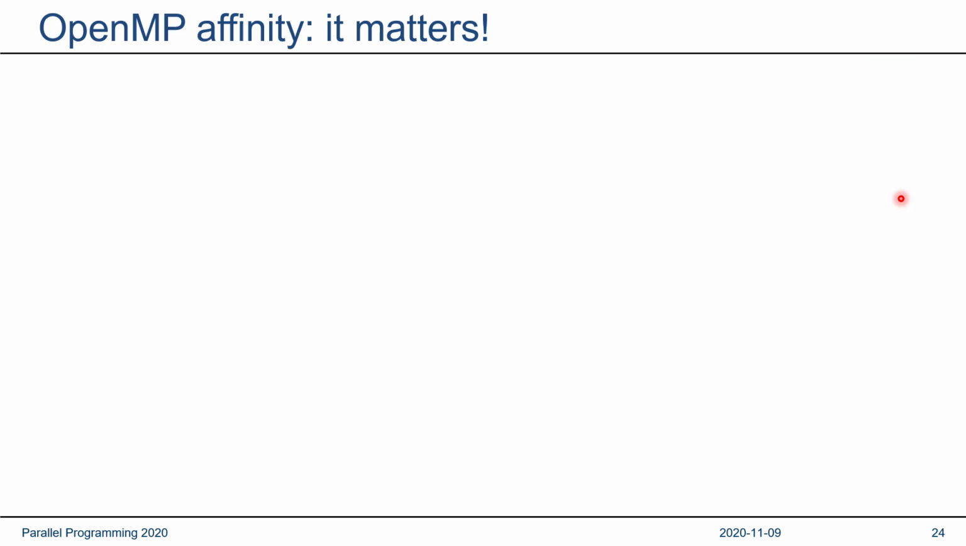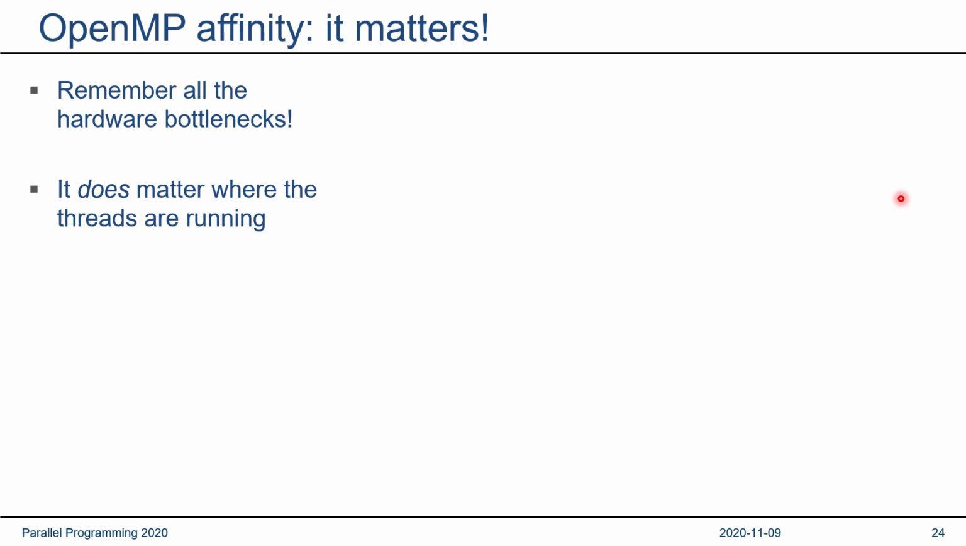Now, what's Affinity? There's one thing you should take home from this part of the lecture: OpenMP Affinity matters. It's really important. Please keep that in mind. Remember when we gave you an introduction to the hardware structure of modern multi-core nodes and all the bottlenecks that this architecture is plagued with. All those bottlenecks and the rich topology that is used to put them together mean that it does matter where threads are running. It does not make sense to just leave it to the runtime, to the operating system, to determine where the threads should be running within the machine.